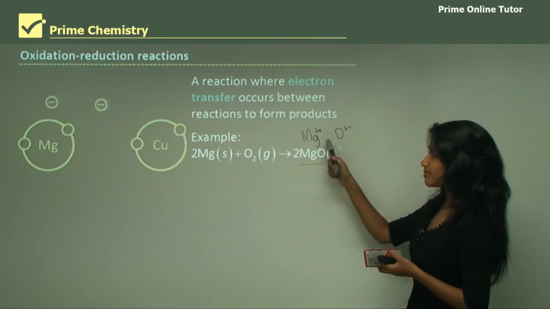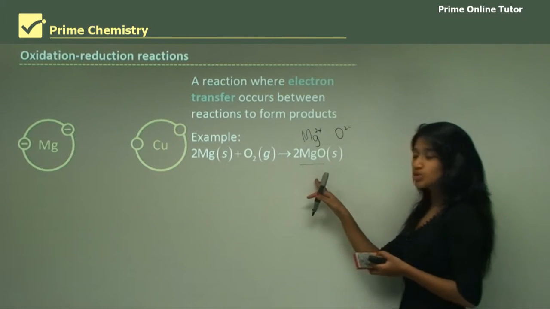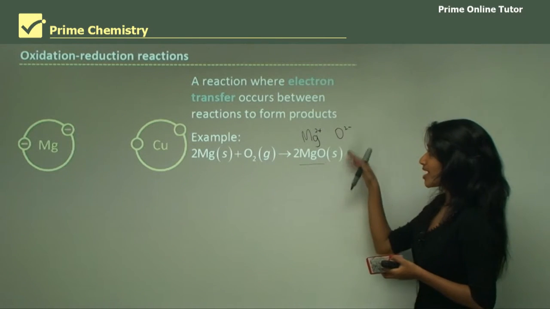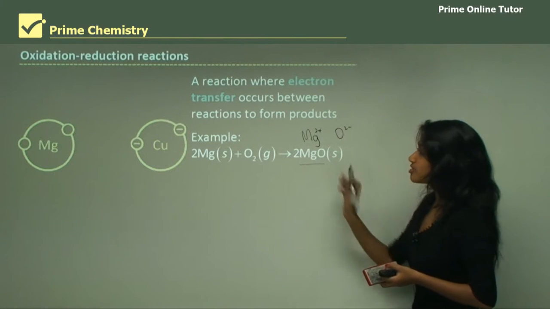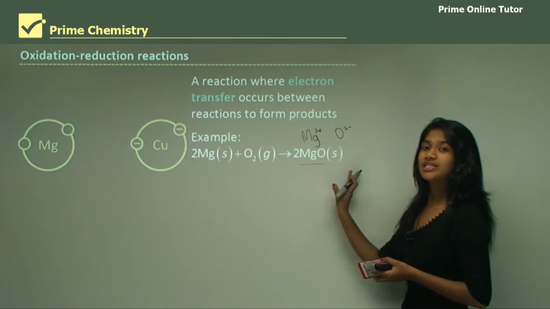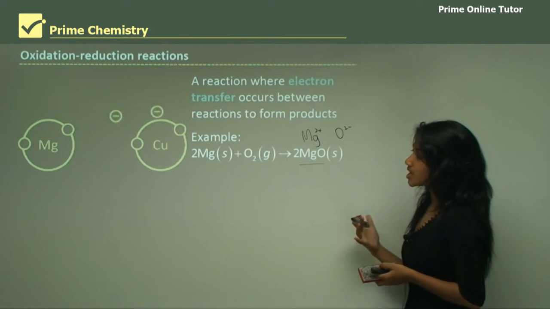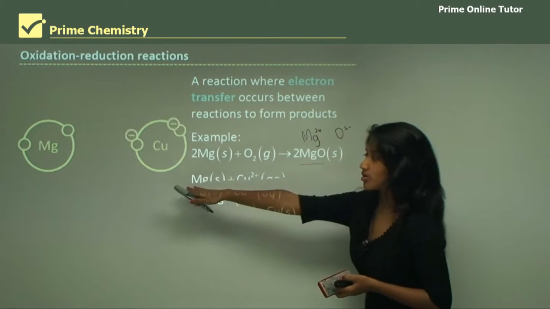So to make the magnesium ion in the ionic compound, the magnesium here would lose 2 electrons, and then the oxygen, to make this ion here, would have to gain 2 electrons. So the 2 electrons lost by magnesium over here are gained by oxygen, and that's an electron transfer. Now let's look at another electron transfer, and this is the model here.